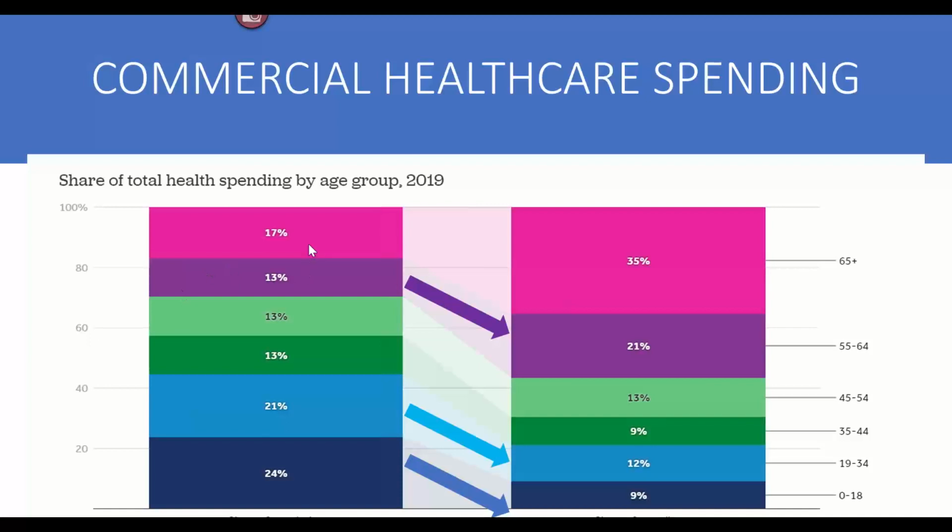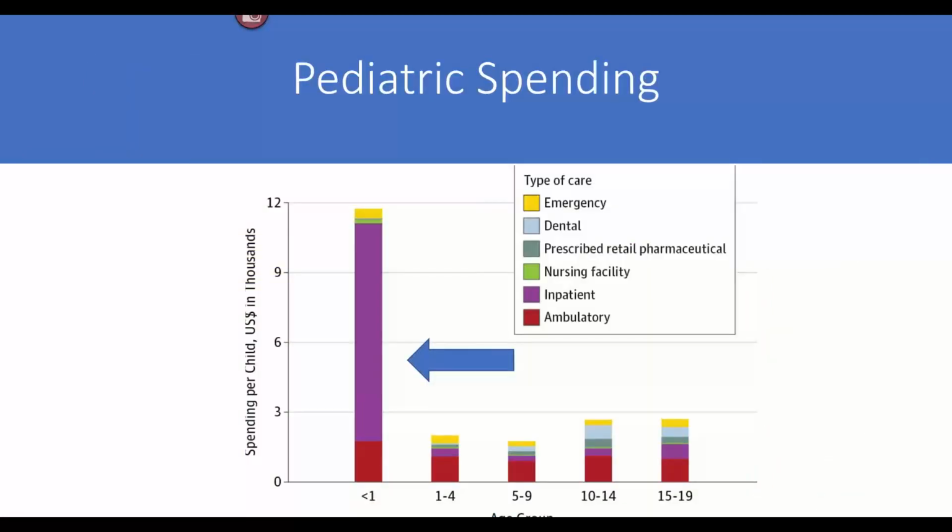We can see that with the Medicare population here at 17%, but 35% of the spending. For the age group of 45 to 54, they make up 13% of the population and 13% of the cost. And then as we go down from there, we'll see the 19 to 34, 21% of the population, only 12% of the cost. And of course, the pediatric population, 0 to 18, makes up 24% and accounts for about 9% of the spending.